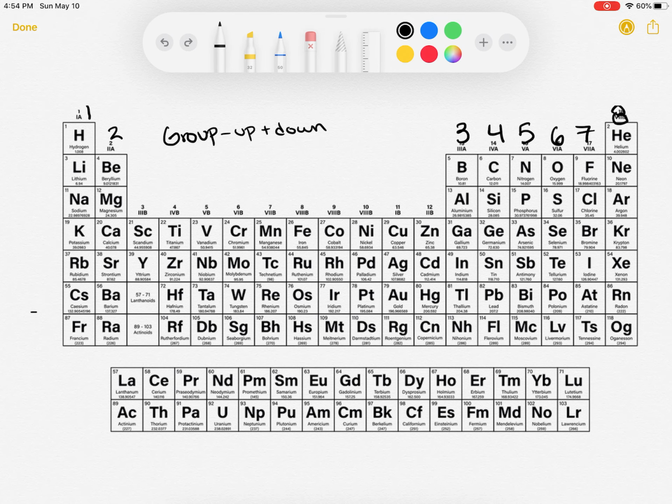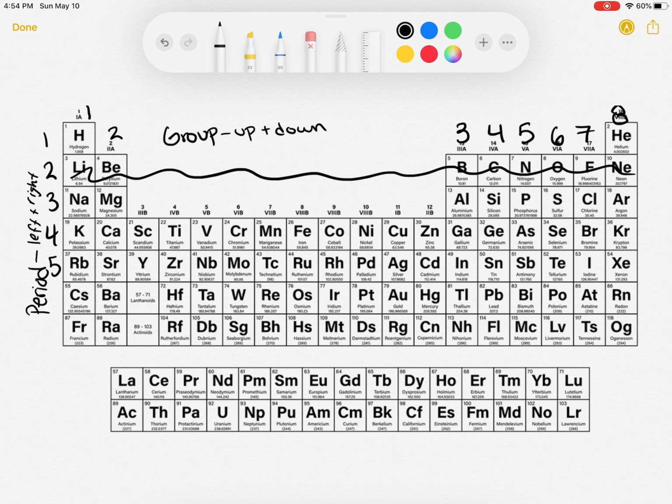Now, the other way is a period. A period is the row, left and right. So the periods would be numbered like this. This would be period 1, this would be period 2, 3, 4, 5, and so on. Because they go left to right.